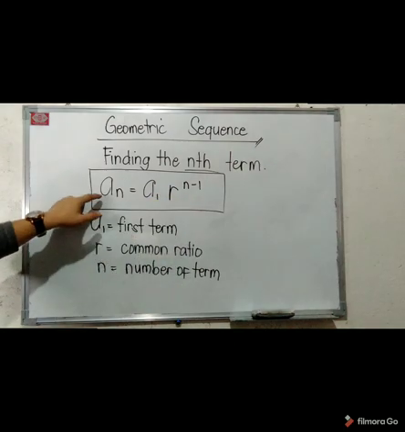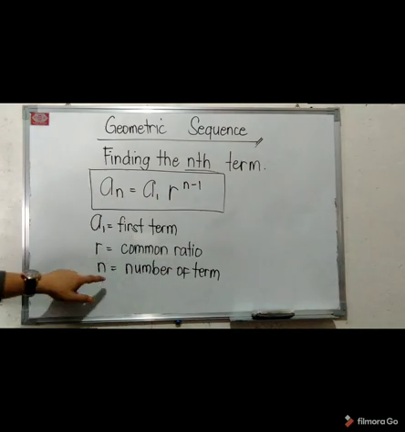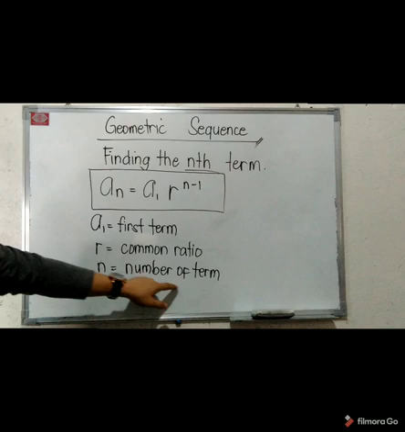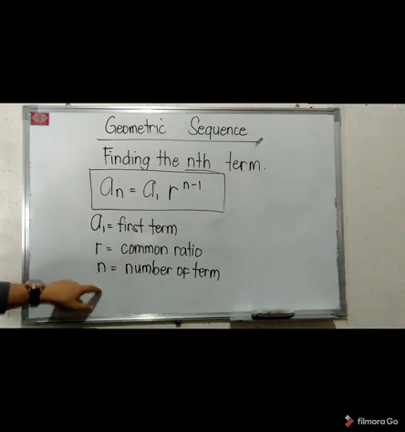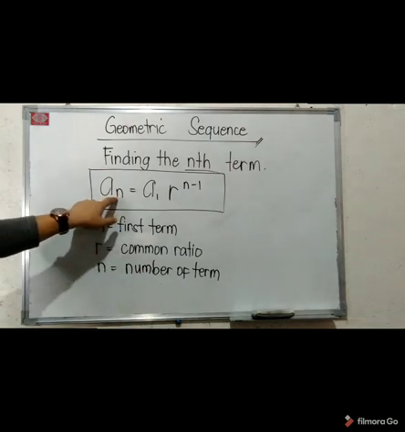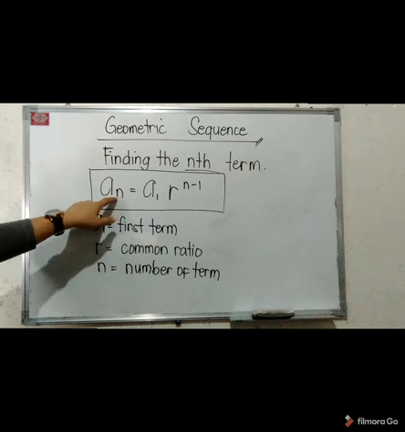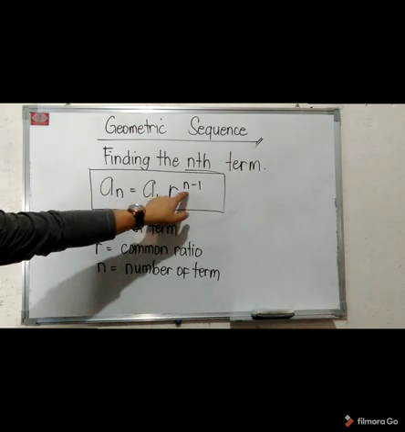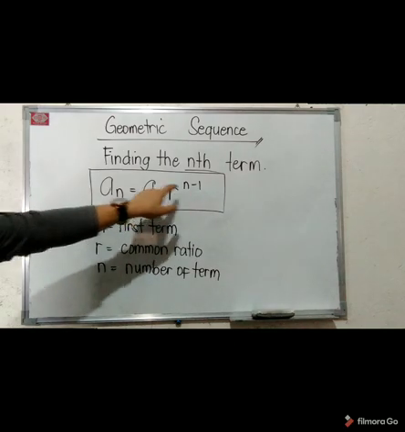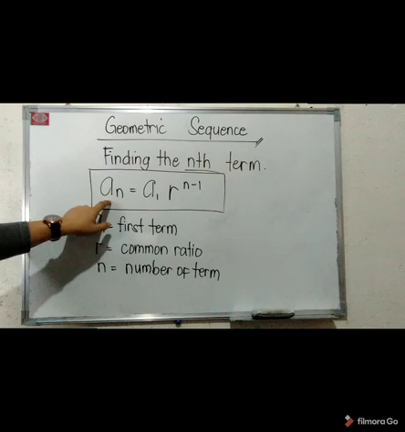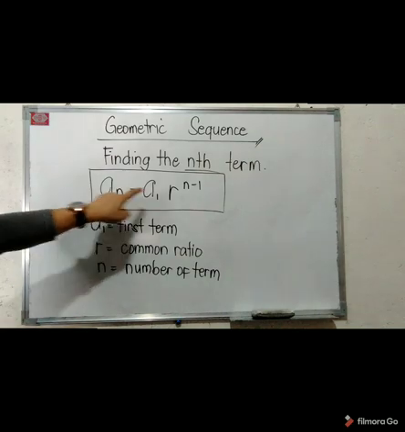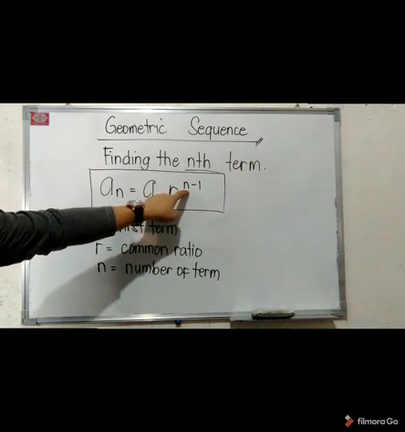So, ano nga ba ulit yung ating n dito? So, ang n natin ay yung number of term natin. So, kung ano yung ating hinahanap. So, kung, for example ulit, hinahanap si a sub 10, so this will become a sub 10, and our n is equal to 10. For example ulit, hinahanap si a sub 5, this will become a sub 5, and our n is equal to 5.